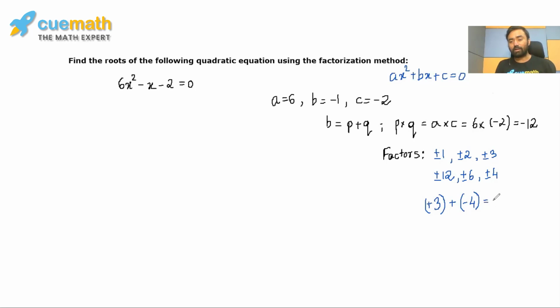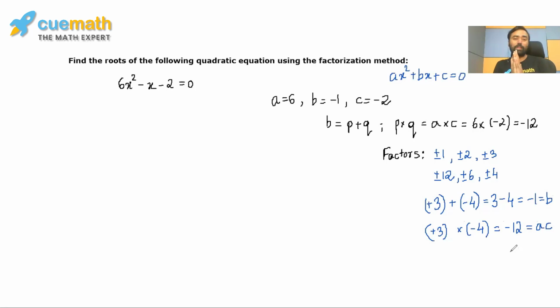So basically you get +3, I don't know why I'm saying -3. So it's basically +3, -4, and that is going to be -1. And this is nothing but B. And if we multiply the two, that is +3 times -4, we are going to get -12, and this is nothing but the product AC.